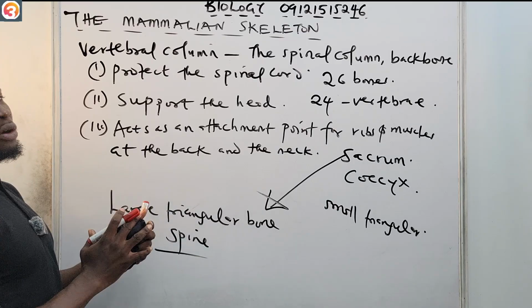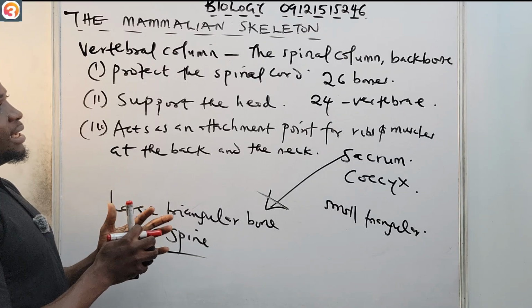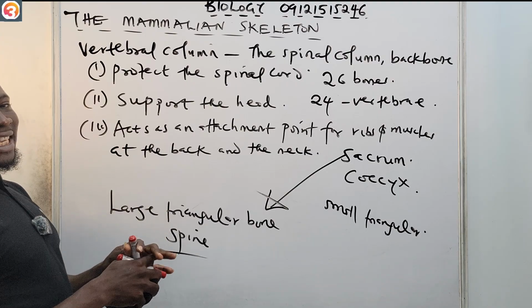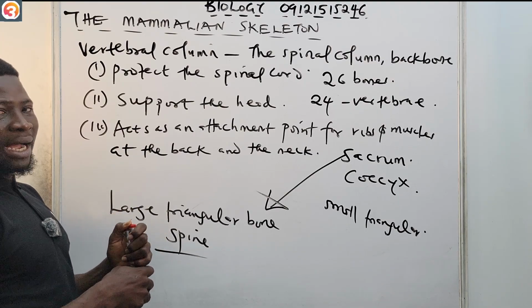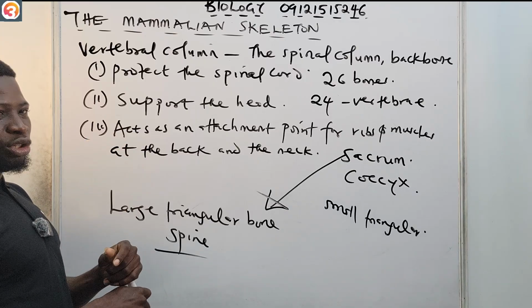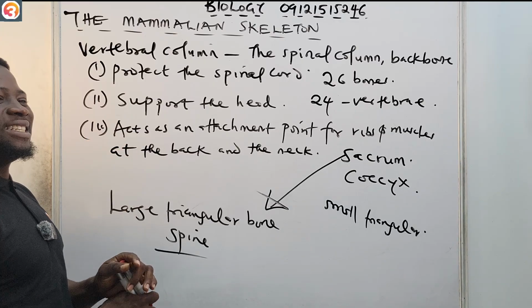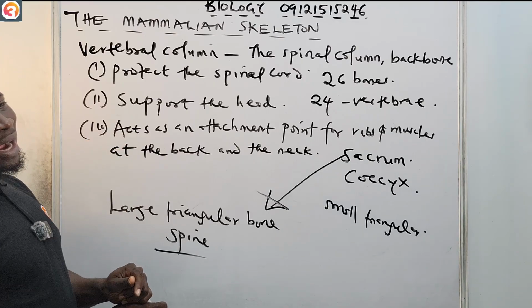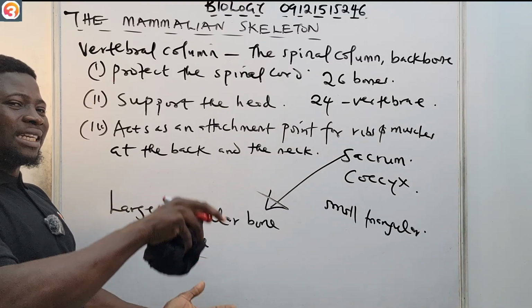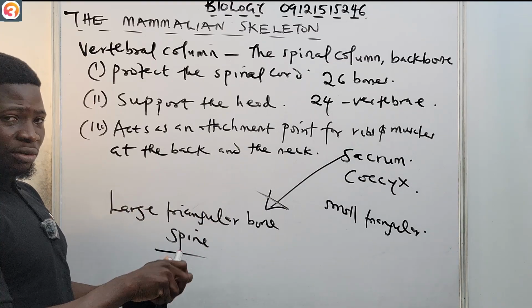So that is the vertebral column in a nutshell. It helps to protect the spinal cord, to support the head, and acts as an attachment point for ribs and muscles at the back and at the neck. The adult vertebral column is made up of 26 bones, while the baby one has 33 bones, made up of different bones stacked on top of each other. We are going to see it very soon.